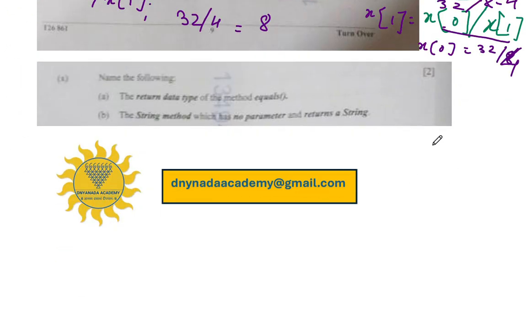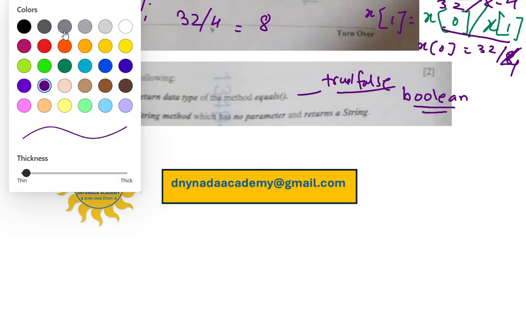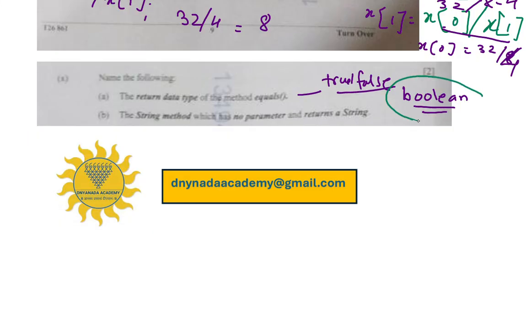Now let's come to the last question. Return data type of equals. Equals returns true or false. That means the return data type is boolean. My value is boolean, so this should be my answer. My answer should be boolean.